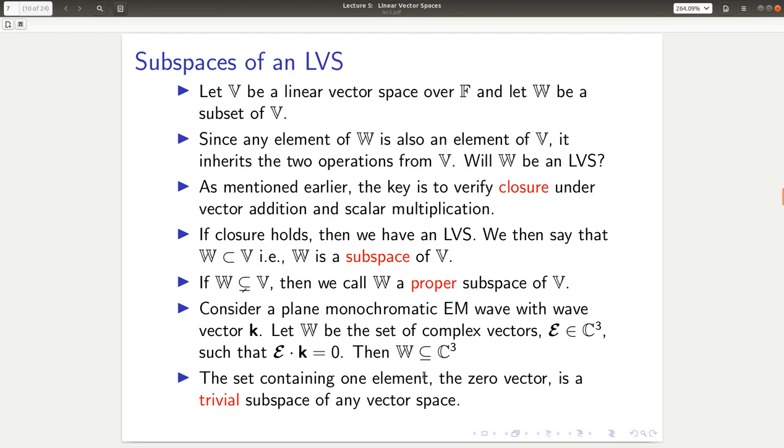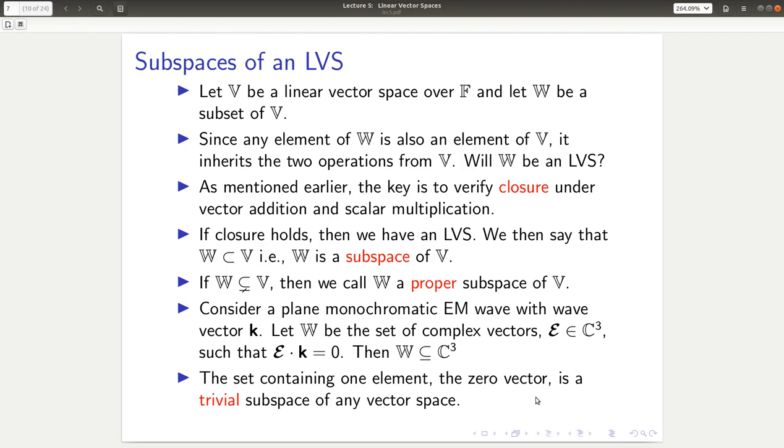Then W is a subset, actually it's not equal to C3. So W is just a subset of C3. It's a subspace, a proper subspace of C3. Okay, and there is also one more trivial vector space, and that's the set containing just one element, the 0 vector. Again, it's very easy to check that all the axioms hold, and so it's a trivial subspace.